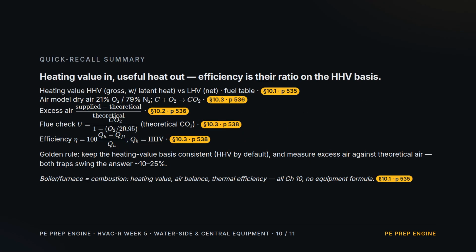Quick recall. Heating value comes gross or net. Higher includes the latent heat, lower doesn't. Air is 21% oxygen, 79% nitrogen. Excess air is the extra over theoretical divided by theoretical. The flue check back figures theoretical CO2 from the stack analysis. And efficiency is 1 minus the flue loss over the heat available, with QH the higher heating value. Golden rule, keep the heating value basis consistent and measure excess air against theoretical air.